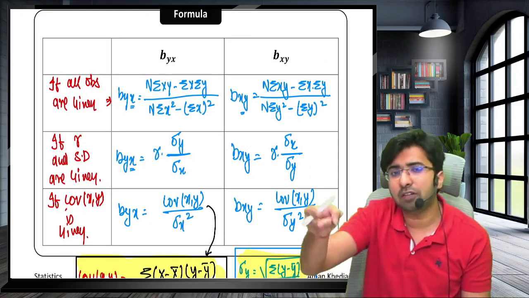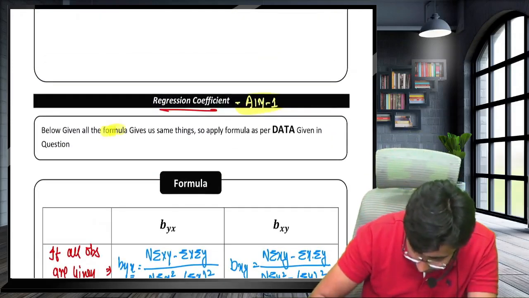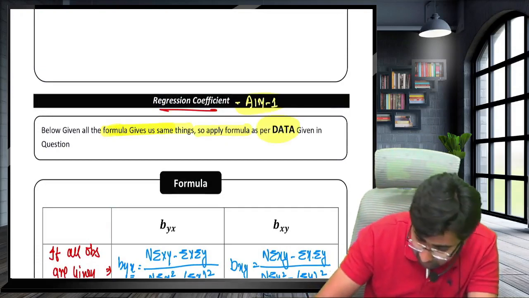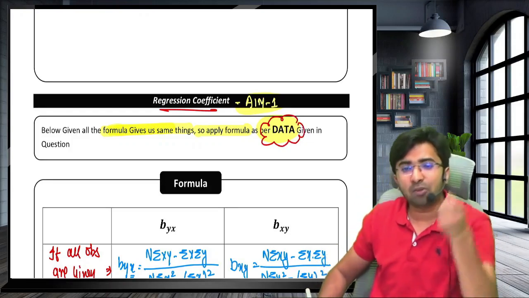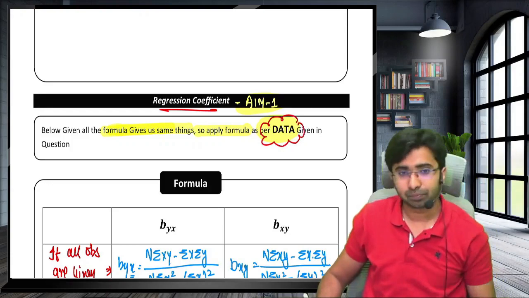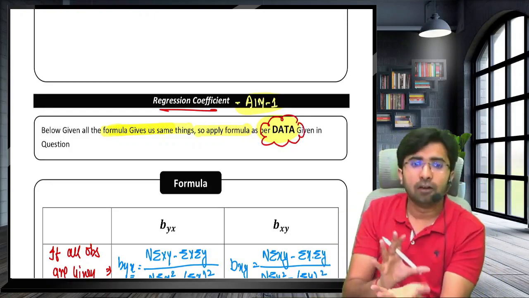Sir, how do we decide which formula is better? Apply the formula as per the data given in the question. By looking at the information given in the question, we have to decide which formula is better and which is not.